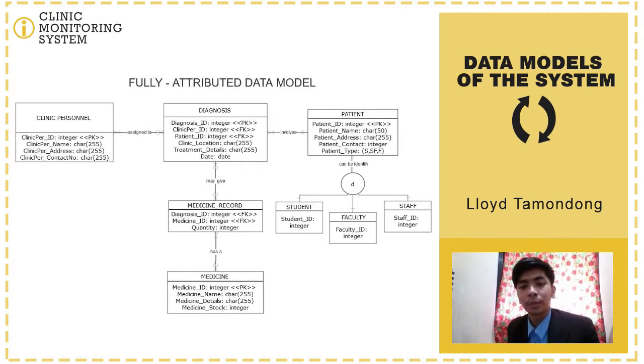Here, the fully attributed data model shows the details: the clinic personnel ID is an integer, a number, with a primary key, showing that it is his or her unique identifier. The clinic personnel name, address, and contact number consist of characters, up to 255, where the user can input a maximum of 255 characters.